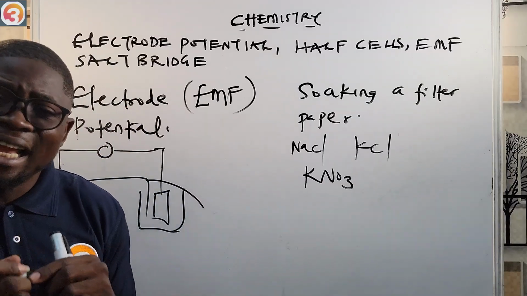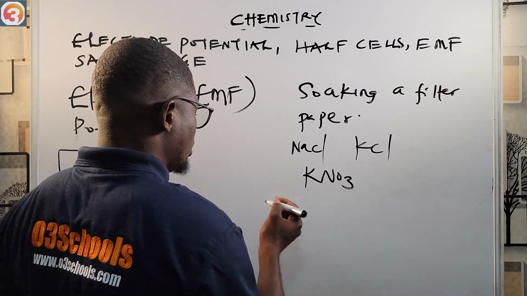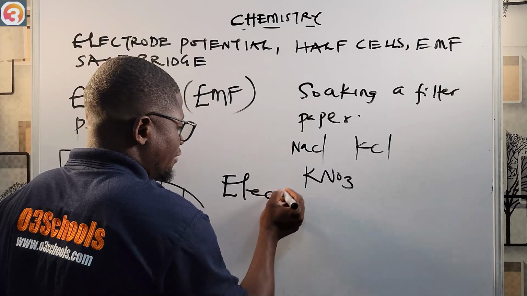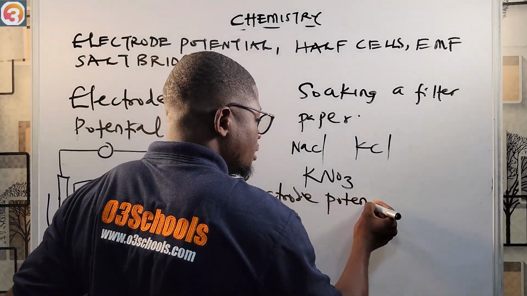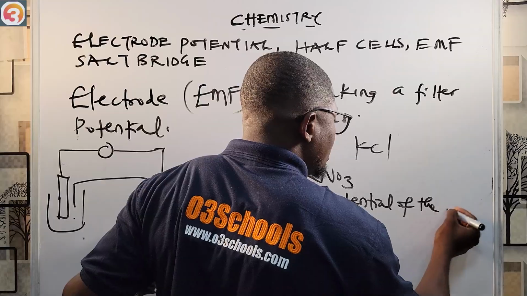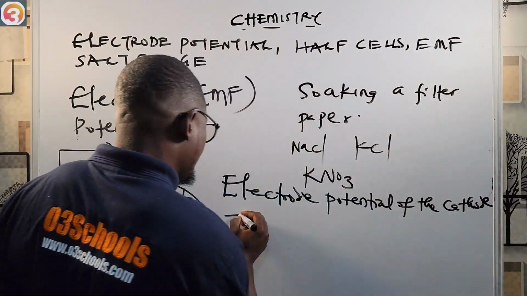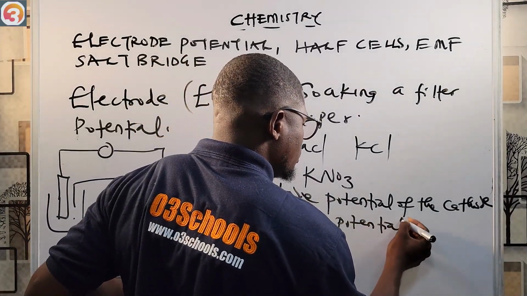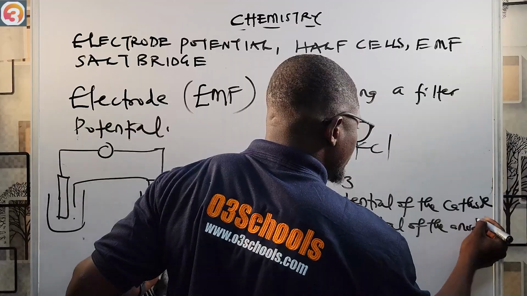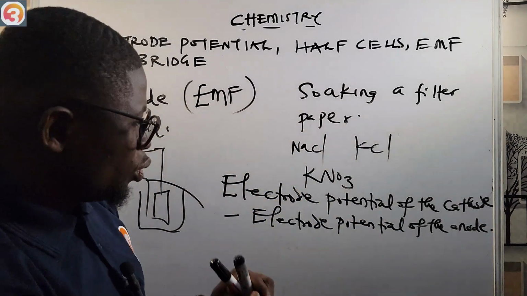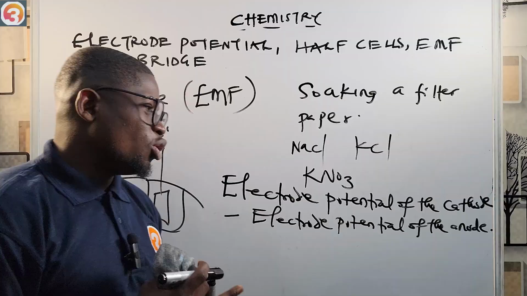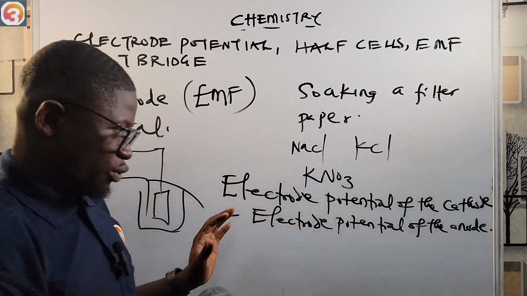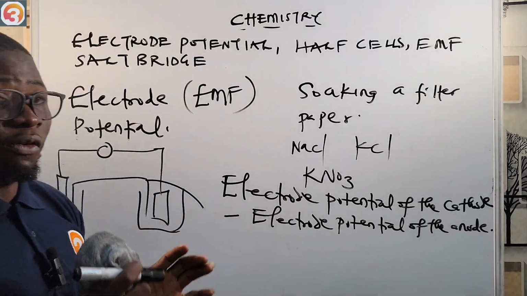So to calculate the EMF of a cell, what you simply do is to find the difference between the electrode potential of the cathode, electrode potential, I've written that before, minus the electrode potential of the anode. One important thing you should know is that oxidation occurs at the anode. Oxidation occurs at the anode. Just keep that at the back of your mind.